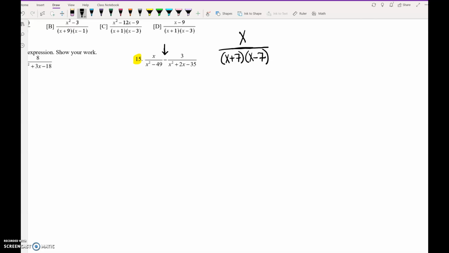Anytime that we have subtraction with these fractions, I want you to change it to plus a negative. So this is plus a negative 3 over, and then factor this denominator. You're looking for two numbers that multiply to give you negative 35 and add up to 2. 1 times 35, 5 times 7, so negative 5 and 7.